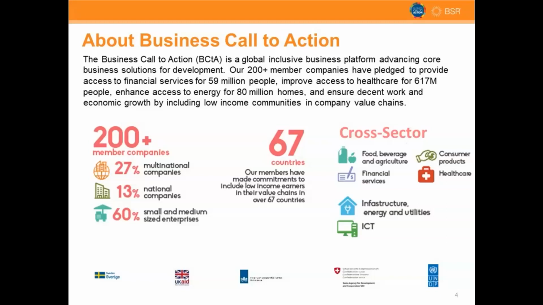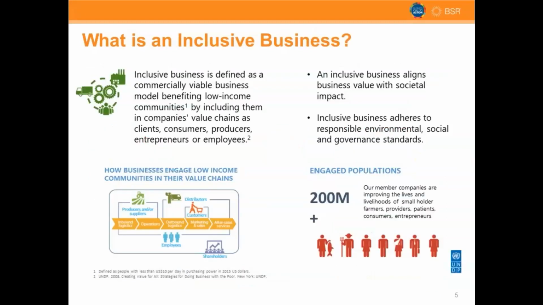What all our members share in common is that they pursue inclusive business models, and as such, they jointly committed to provide access to financial services for nearly 60 million people, improve access to healthcare, enhance access to energy, or ensure decent work and economic growth for low-income people. An inclusive business model is defined as a commercially viable business that at the same time engages low-income people in its operations as employees, consumers, producers, or suppliers within the value chain. So both aspects are very important: commercial viability and positive social and environmental impact.